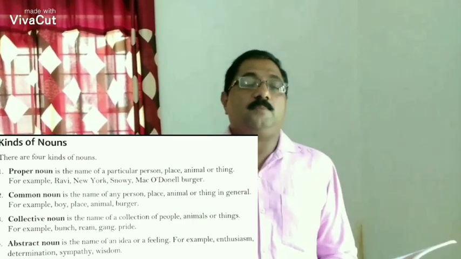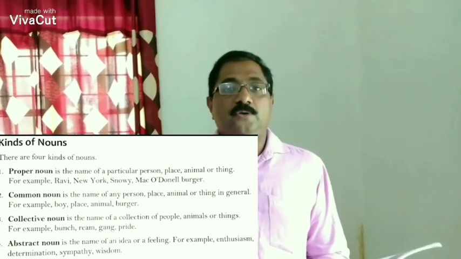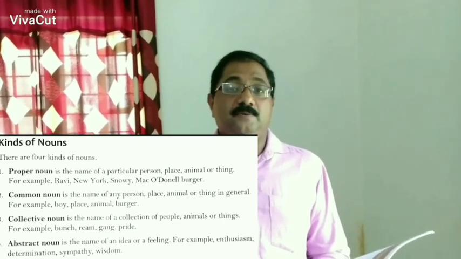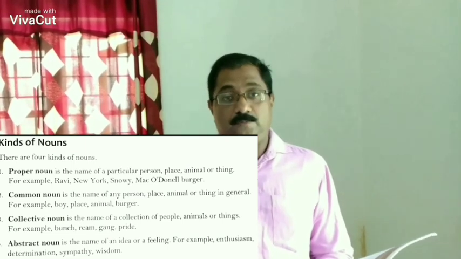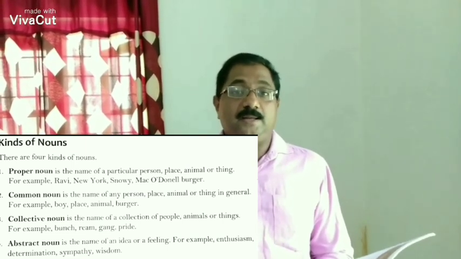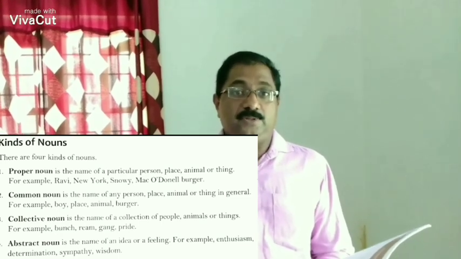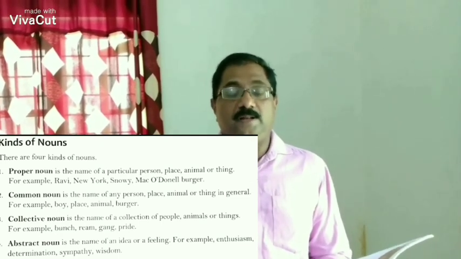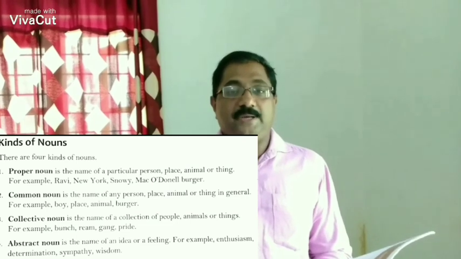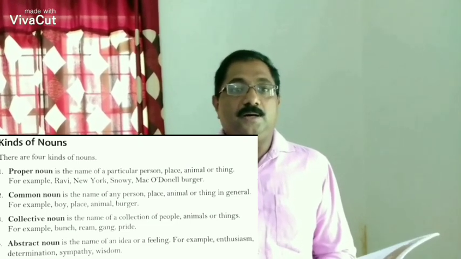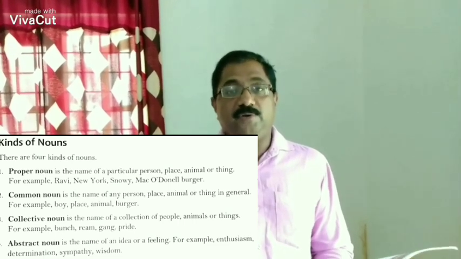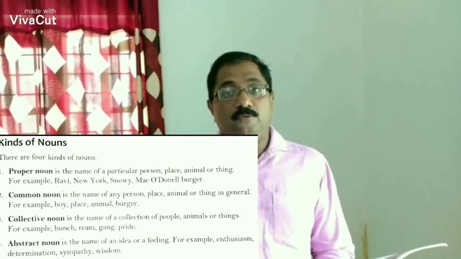And the last one is abstract noun. What is the specialty of abstract noun? We cannot see them. We can say it is an invisible noun. We can put it in that category. They are invisible. We cannot touch them. We can only feel them. For example, happiness, pleasure, pain, childhood, like that. Those names we cannot see, but we can only experience or feel.